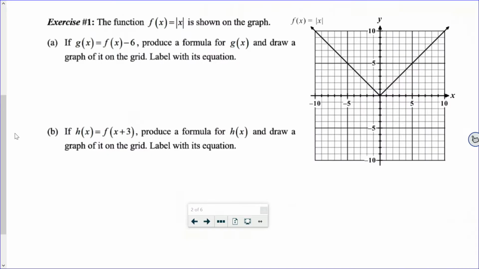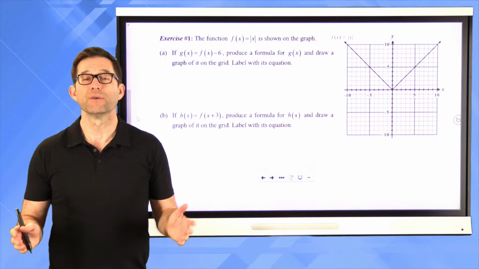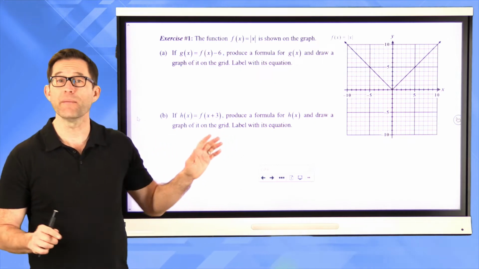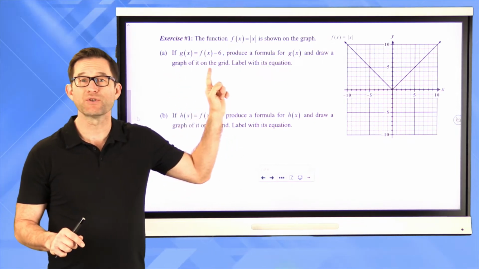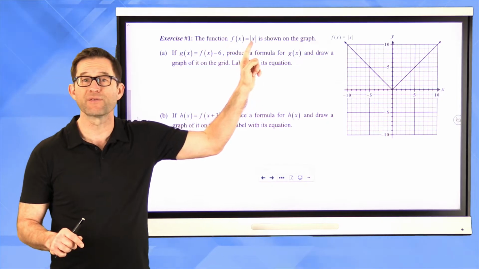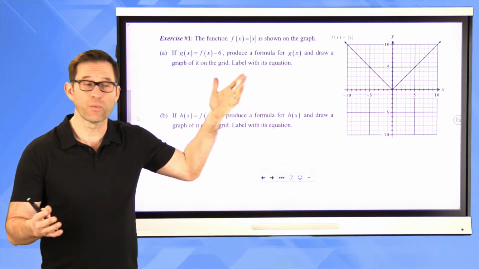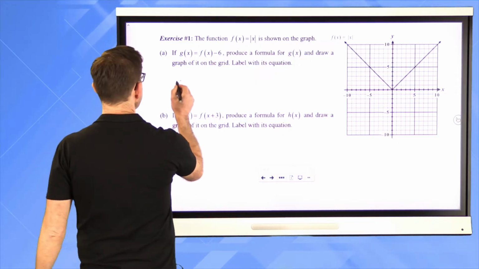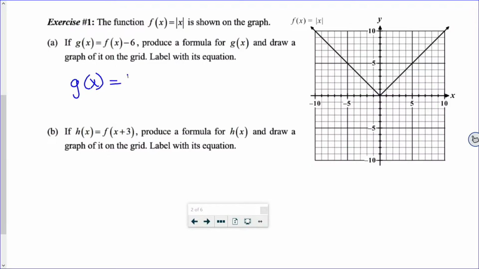Let's take a look. The function f of x equals absolute value of x is shown on the graph. Letter A. If g of x equals f of x minus 6, produce a formula for g of x and draw a graph of it on the grid. Label with its equation. All right. This is actually a piece of cake to find its equation, because all we want to do in a situation like this is take whatever the formula is for f of x and replace f of x with that. So in other words, g of x is going to be the absolute value of x, because that is what f of x is equal to, minus 6.